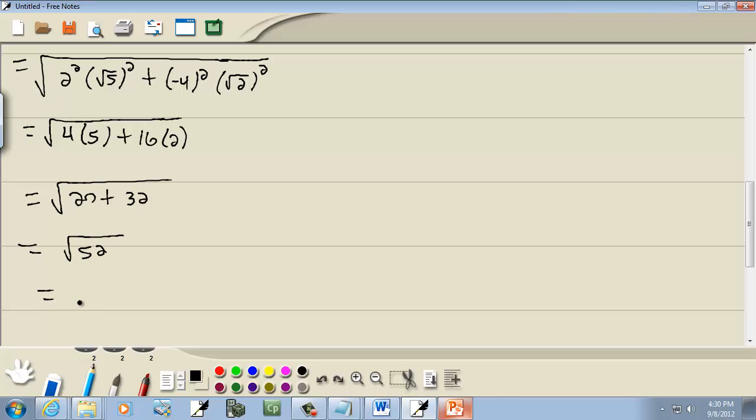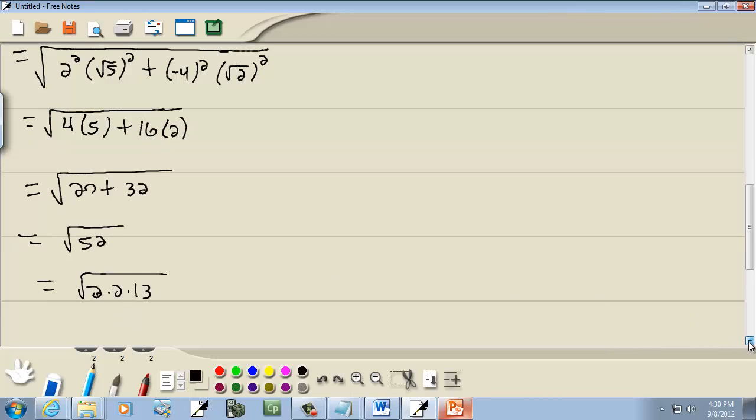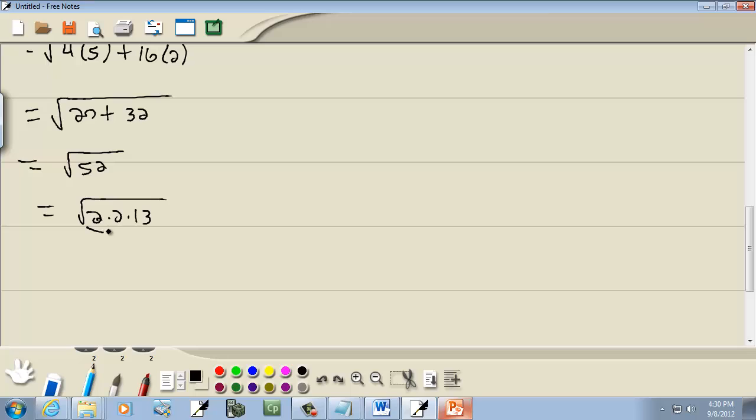which gives us 52, which is 2 times 2 times 13, I think. Yeah. We're looking for pairs of something. Here's a pair of 2s, so those are going to come out in front as a single 2. So our answer would be 2 square root of 13.